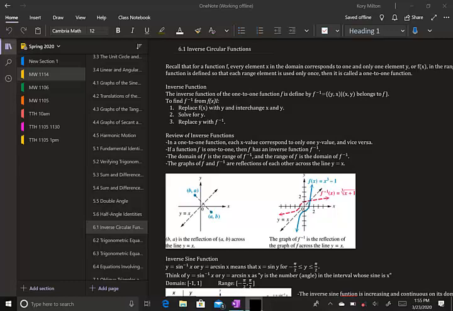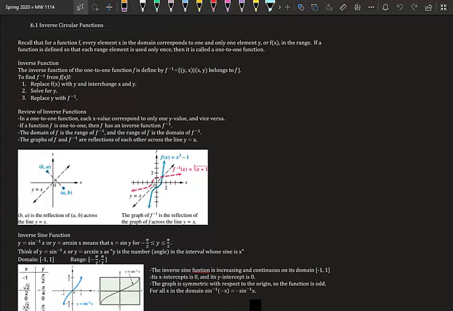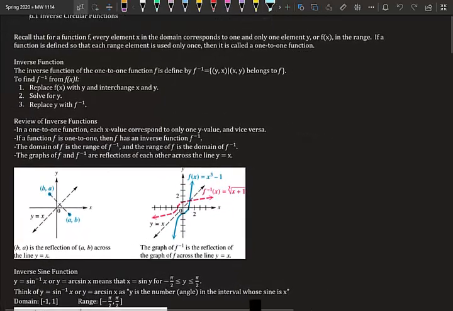6.1 Inverse circular functions. So recall that for a function f, every element x in the domain corresponds to one and only one element y of f of x in the range. If a function is defined so that each range element is used only once, then it is called a one-to-one function, meaning one x to one y.